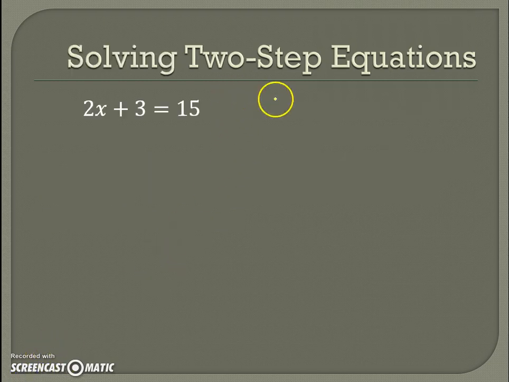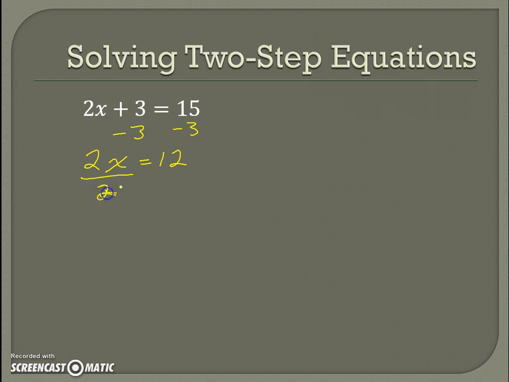So here I have this two-step equation where I have the operation of addition and then I have multiplication. Now if I were doing order of operations, multiplication comes before addition. In order to solve it, I'm going to go in the reverse order of that. So I'm going to subtract 3 first. This, remember, is an inverse operation of addition. And then if I subtract 3 from this side, I have to also subtract 3 from that side. So I have 2x equals 12.